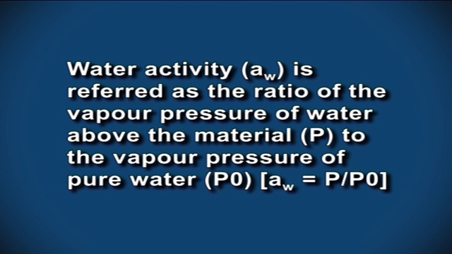Water activity, represented by AW, is referred to as the ratio of vapor pressure of water above the material, P, to the vapor pressure of the pure water, P0.